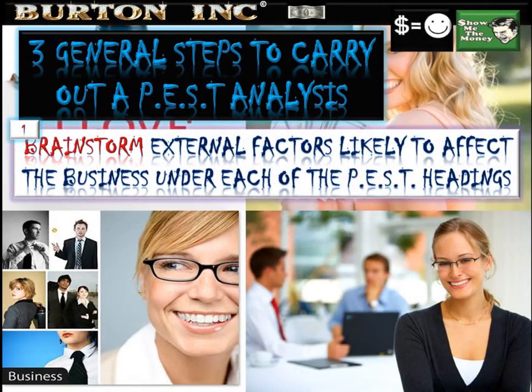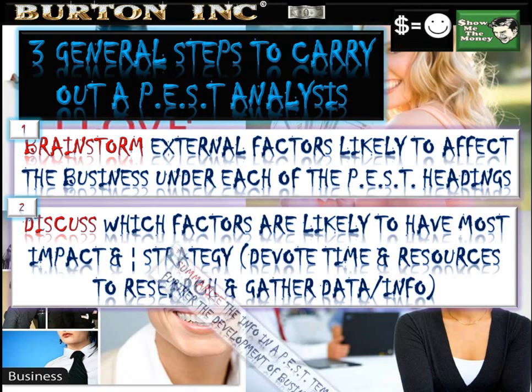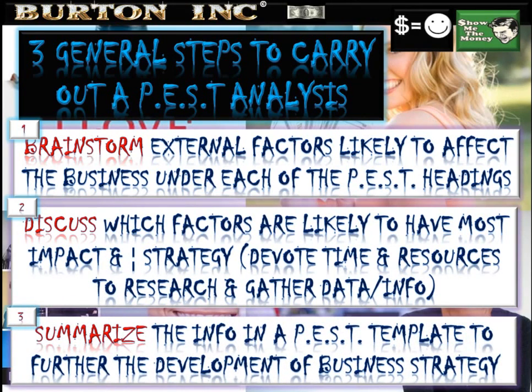Carrying out a pest analysis. 3 steps. Brainstorm. Brainstorming's not just for the classroom, for the business world as well. Brainstorm, getting people to throw down ideas of external factors likely to affect the business under each of our pest headings. Discuss which factors are likely to have the most impact and therefore on strategies. And summarise this information into a pest template to further the development of business.